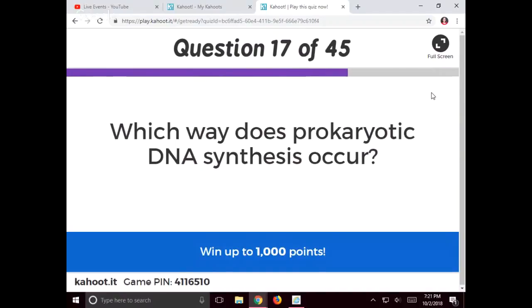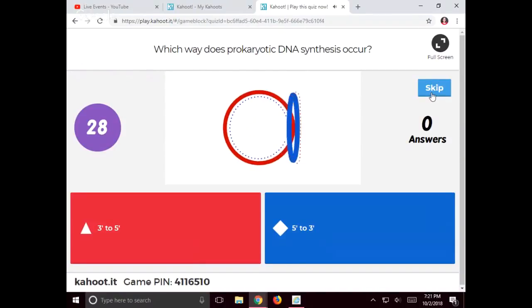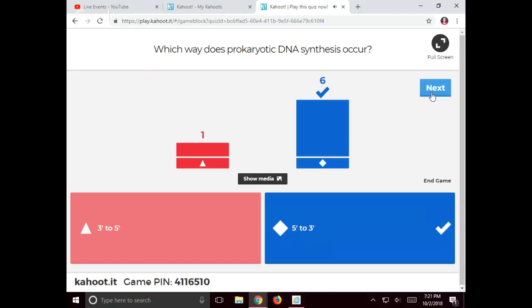Which way does prokaryotic DNA synthesis occur? Okay, I did grade this right. I think it goes the same way as the eukaryotic. This is a trick question. In her notes, she has something where it says it's read 3 to 5, but it's really not. It's still synthesized 5 to 3. She has it confusing in her notes, and that's why today somebody asked about that, and I was like, that's a good Kahoot question.